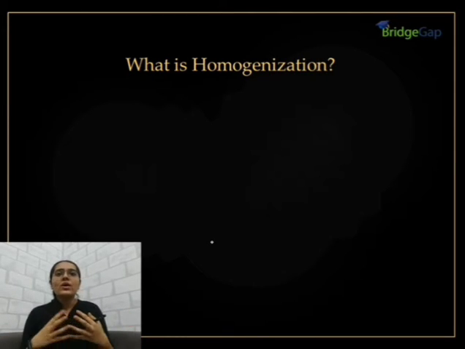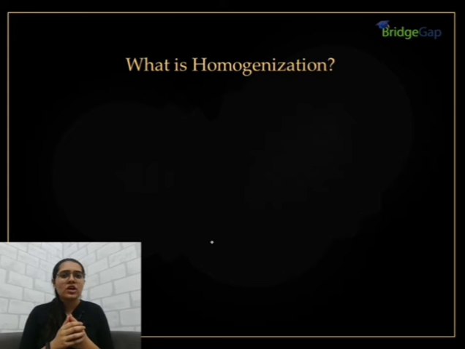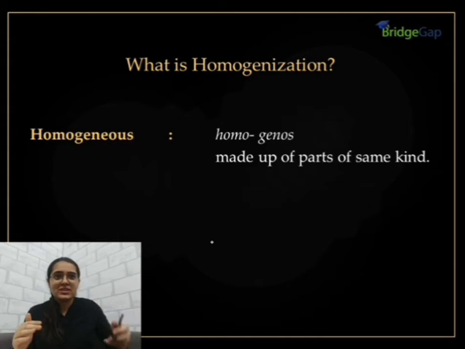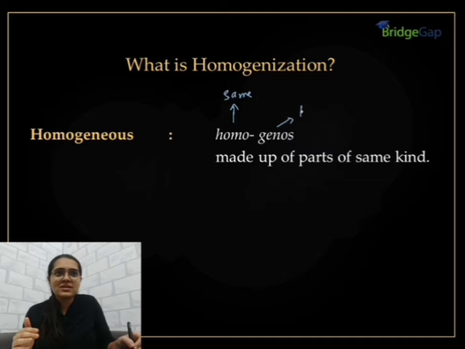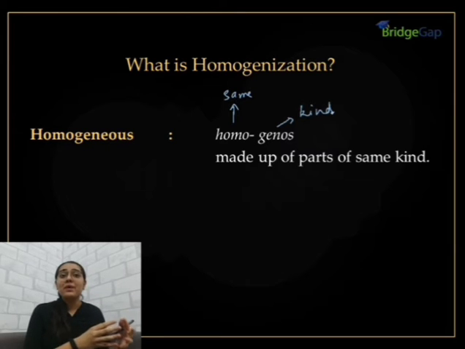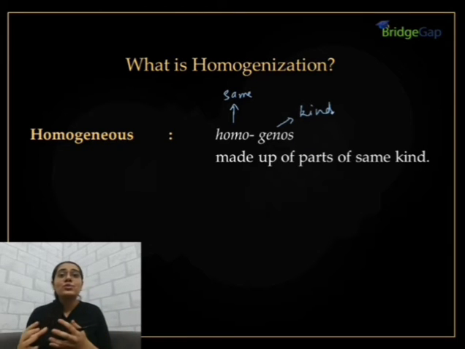Now the question is, what is homogenization? We've been talking about homogenization for long. So what does it mean? What do we have to do in this? These are the questions in your mind. So first of all, let's understand the meaning of homogeneous. Homo means same and genus means kind. So those things that are made up of the same kind of parts are called homogeneous.